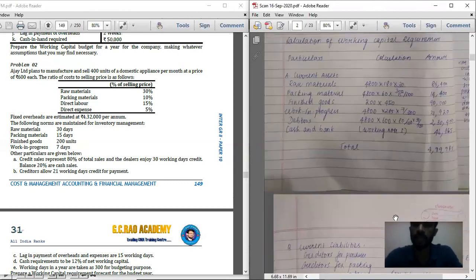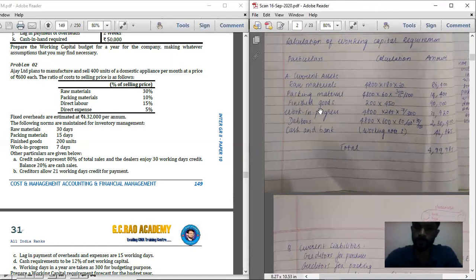Below packing material, put finished goods. In respect of calculation, how many units? They have given the quantity in units, not in days. So 200 units into how much is the cost per unit? 450. So in the amount column, 90,000. Finished goods is 90,000 rupees.